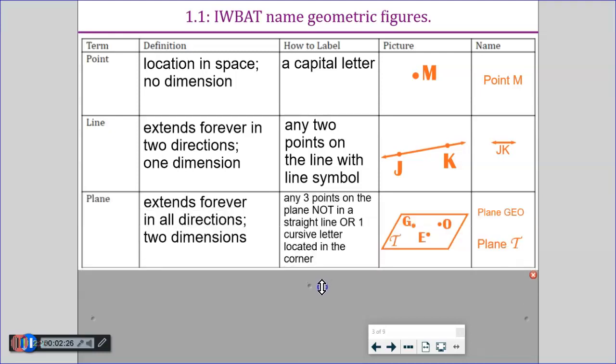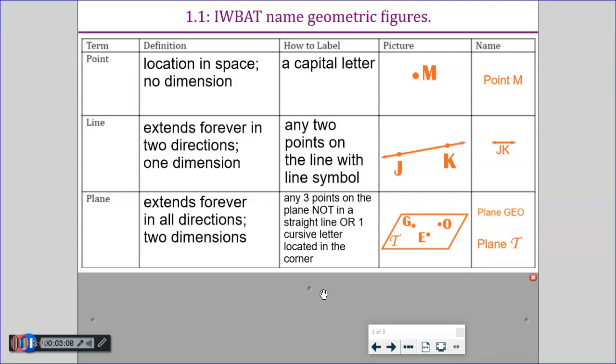Next, plane. A plane extends forever in all directions. It's a 2-dimensional surface. We name a plane 2 different ways, either by using any 3 points on the plane that are not in a straight line, or 1 cursive letter located in the corner. So for example, I could call this plane Geo, G-E-O, since G, E, and O are 3 different points on the plane that are not in a straight line. Or I could call it plane T. Notice I used a cursive font for the T to show that T is not a point. There's no point next to it, but it's just the name of the overall plane.